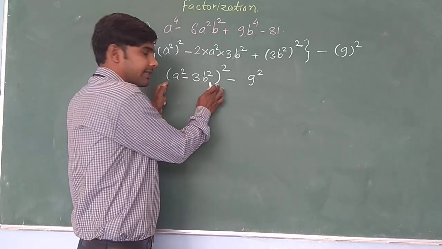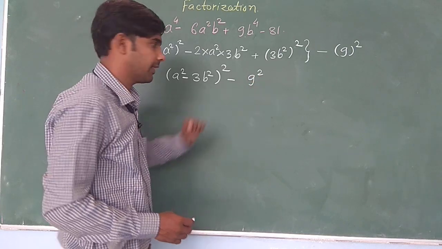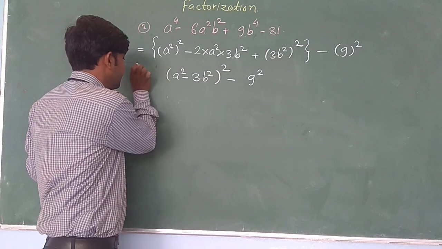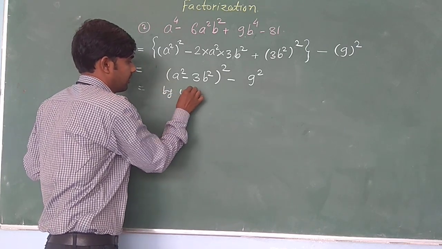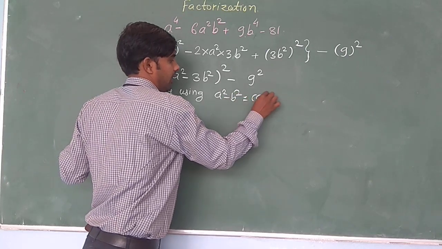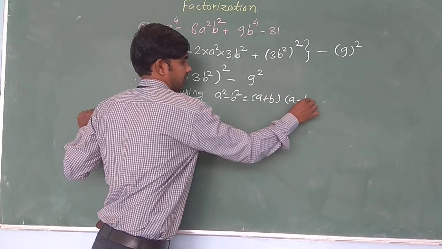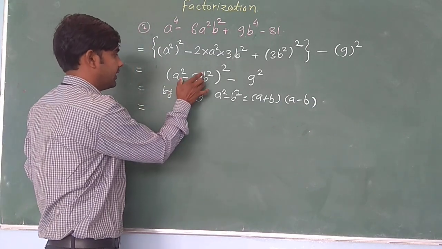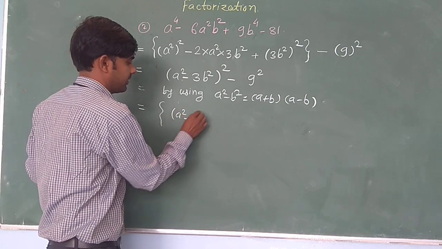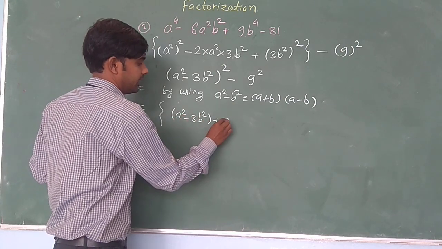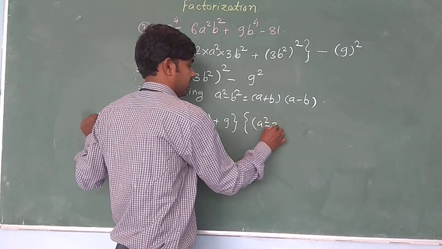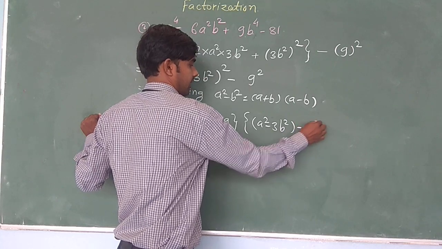This is the whole term considered as a, and b is your 9. So by using the third identity, a square minus b square is equal to a plus b times a minus b. Here a is nothing but the first term. So a square minus 3b square plus 9, another bracket, a square minus 3b square minus 9.